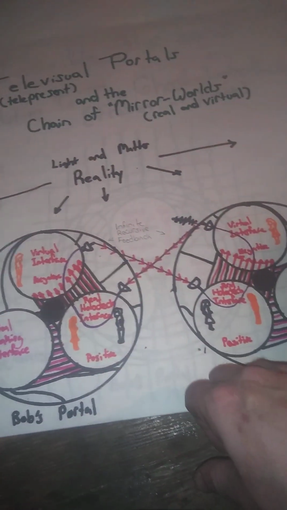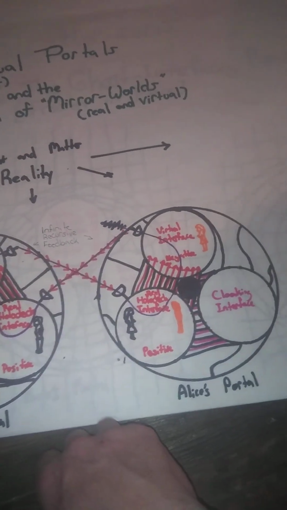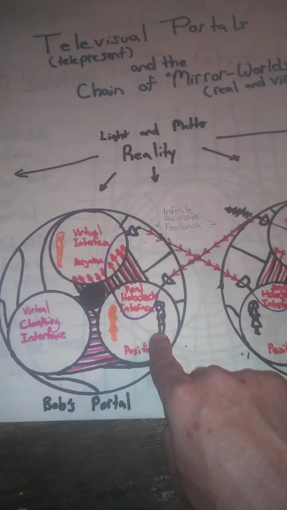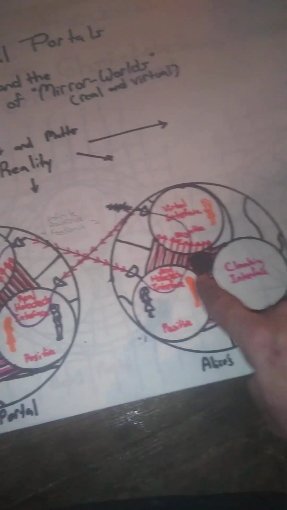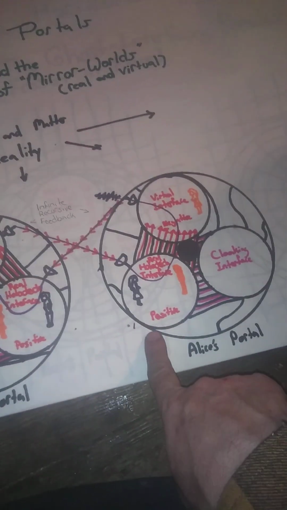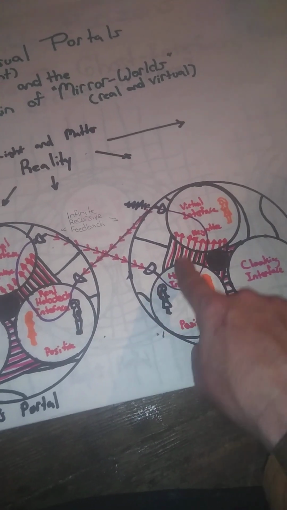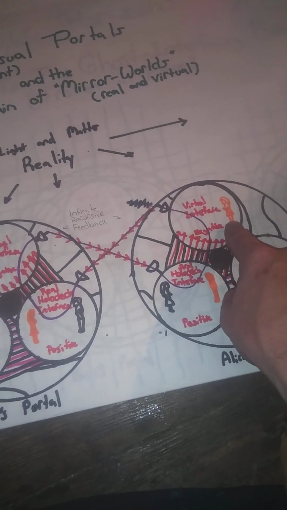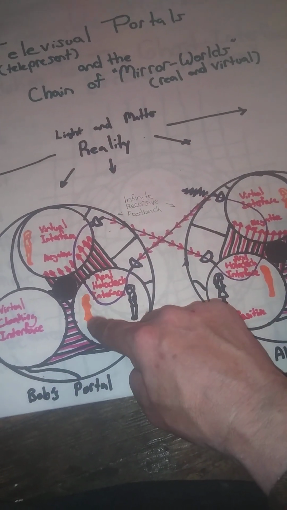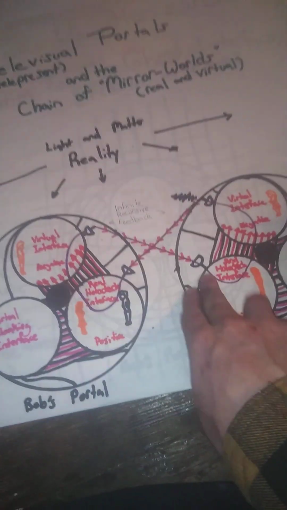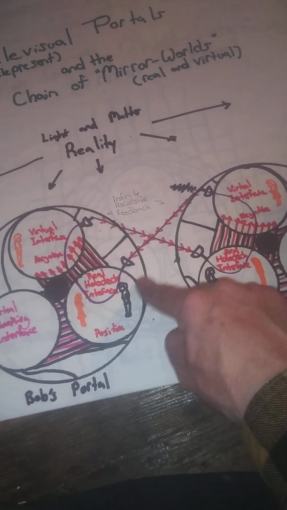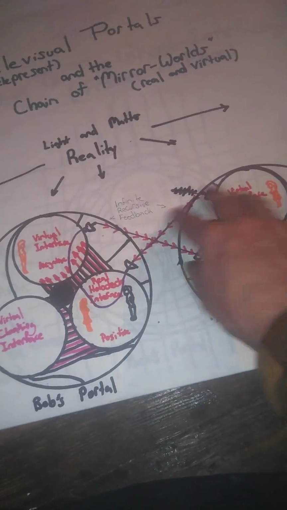And I hope I explained this. This is Bob's portal. That's his real self. That's his virtual self. And Alice's portal. She is inverted to her virtual self, brought down into his virtual self, and she's brought back up, and so her virtual self overlaps her real self, and his virtual self overlaps his real self, and goes back and forth and back and forth.